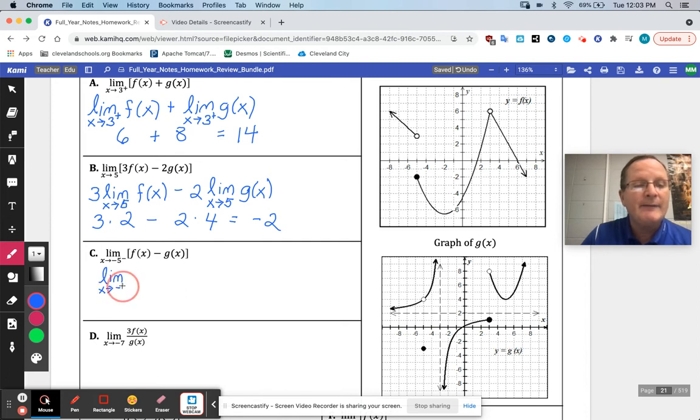Negative 5 from the left of f of x. Notice I'm very inconsistent with how I say these because you're allowed to say it either way. As far as when do I say the f of x, when do I say the g of x.